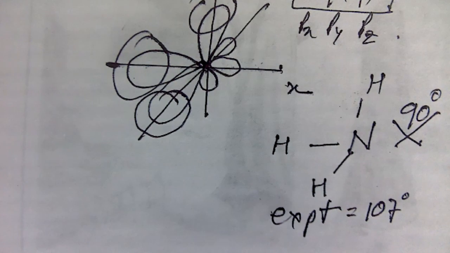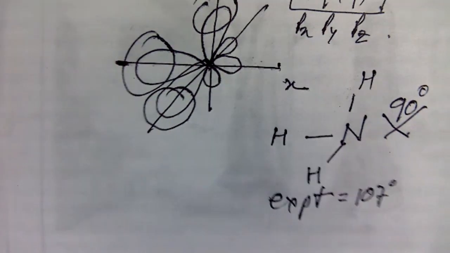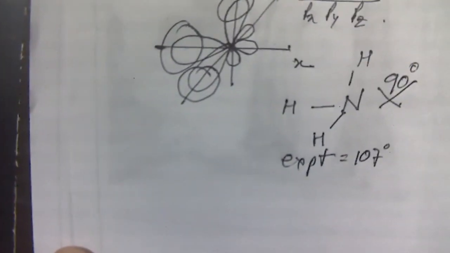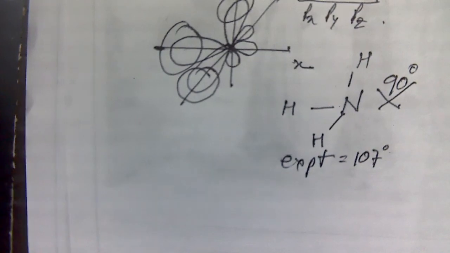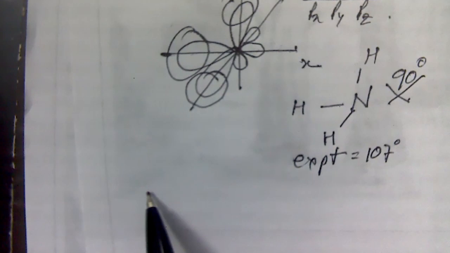Is it clear? So to explain these things, we have some other theories. So we have to look into those theories. Clear? To look into those theories, one more thing I'll tell you before that. Suppose I say carbon.